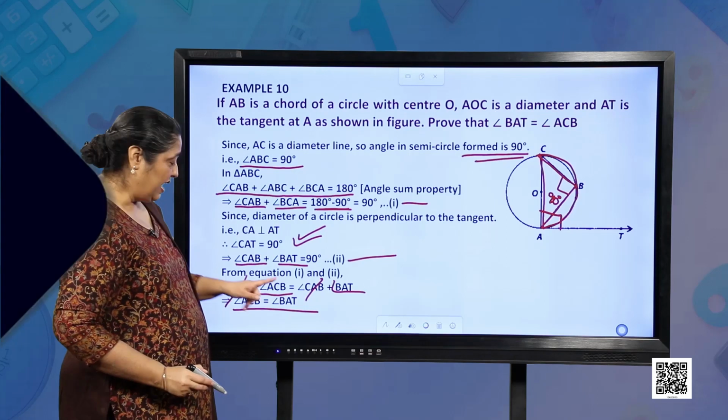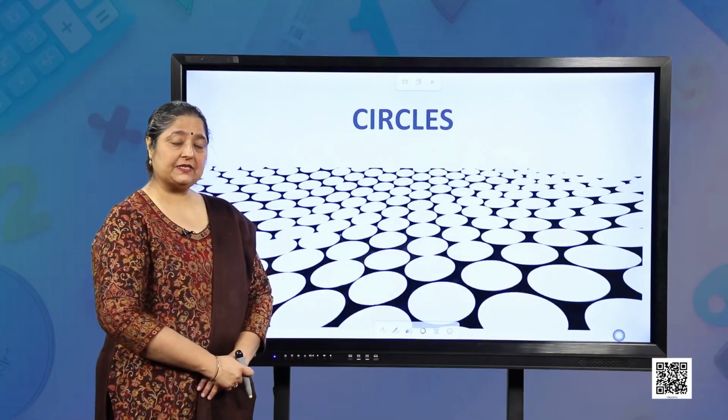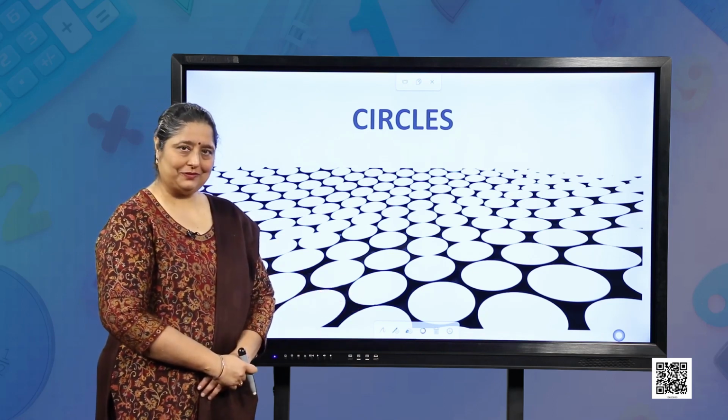I hope it is clear. Students, I hope all the questions, examples and concepts are clear from this session. Please practice questions from the NCERT textbook. Thank you.